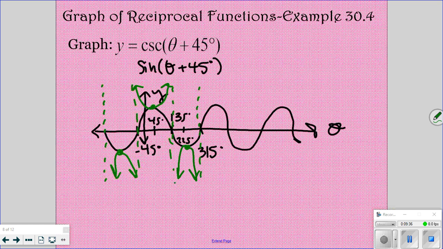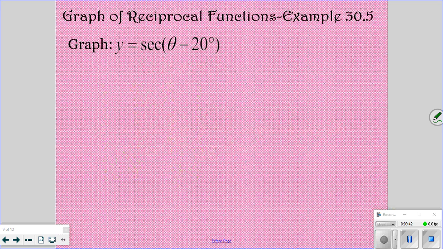And so you could keep going on your graph. But that's basically what it would look like. Okay? So now we're going to look at graphing the secant of theta minus 20. So again, we're going to start off with the reciprocal, which is cosine.